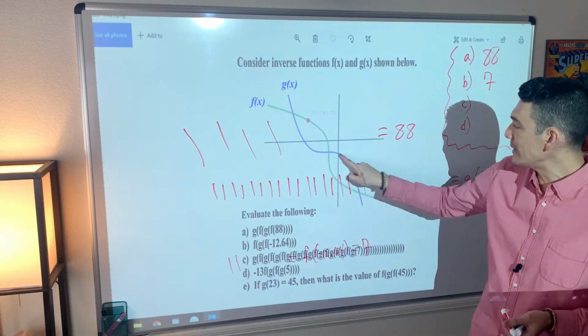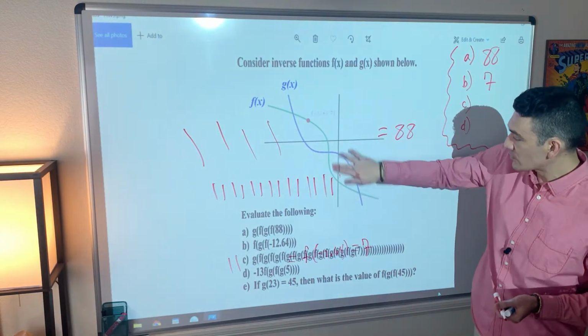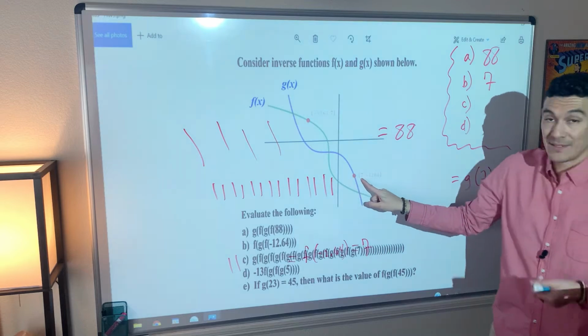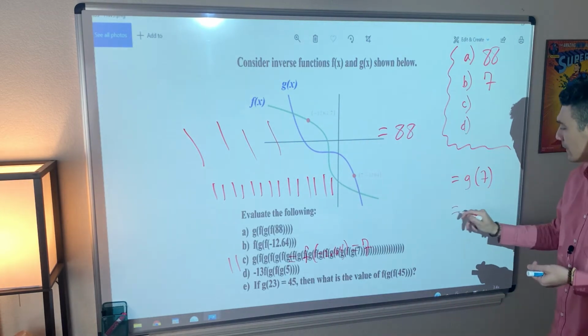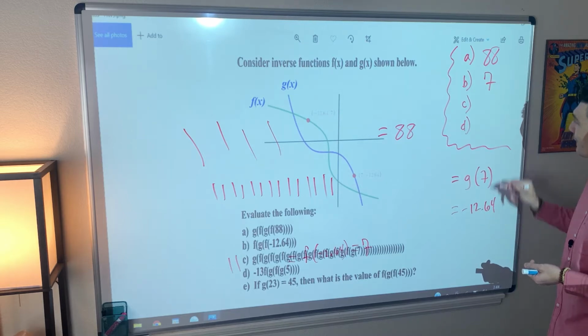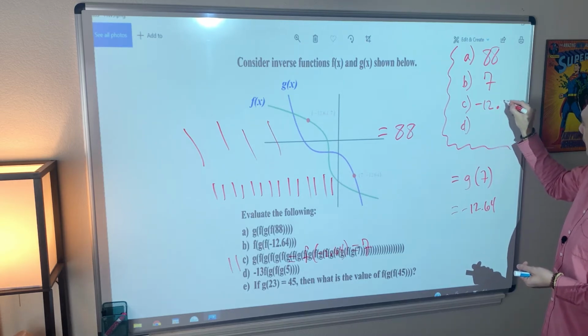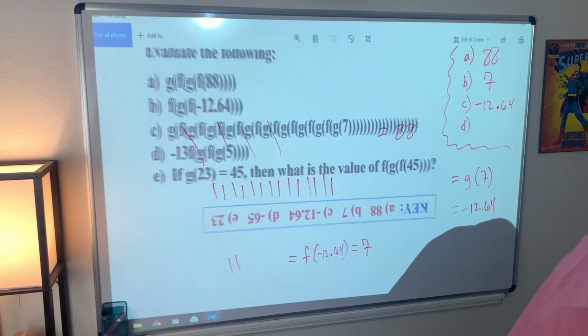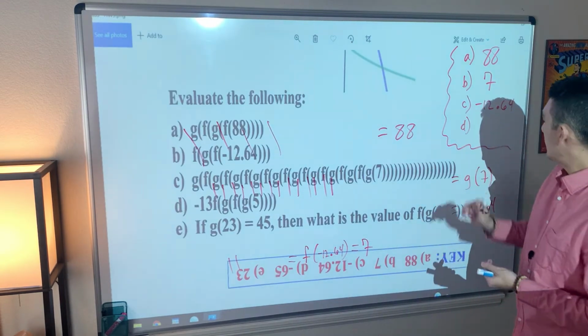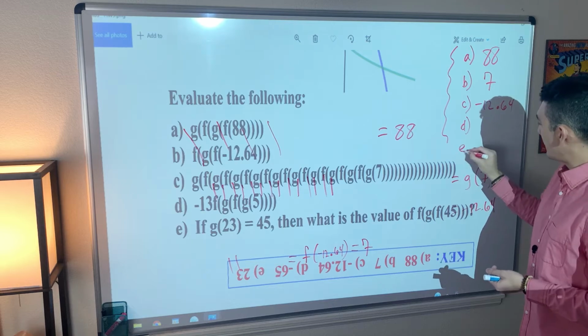So go to the point that has an x coordinate of 7. That's the only point there. And it equals negative 12.64. And that's how they got that value there for part C. Now, how about part D? So let me extend my answer key to go all the way to part E.